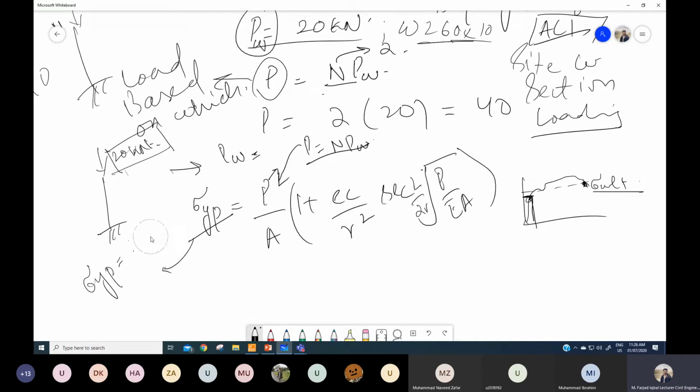So these are basically used for analysis procedures where you want to know what the maximum stress is which this type of column can take.